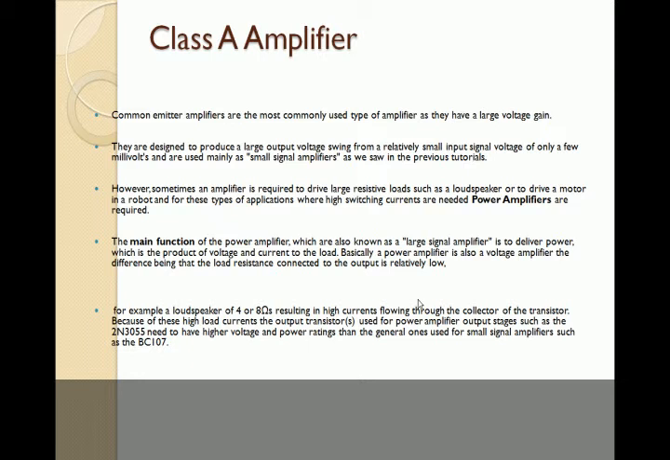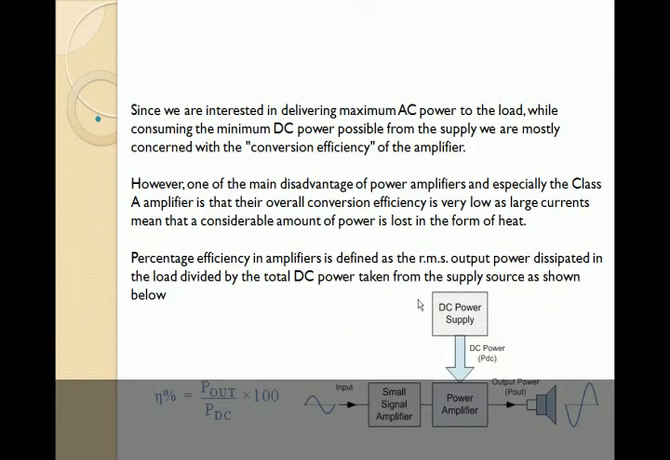Now, for example, we can take a loudspeaker and have one high current flowing through the collector of the transistor because of the high load current of the output transistor. Now we are interested in delivering the maximum AC power to the load while consuming as little DC input power as possible. So this one is the efficiency calculation.